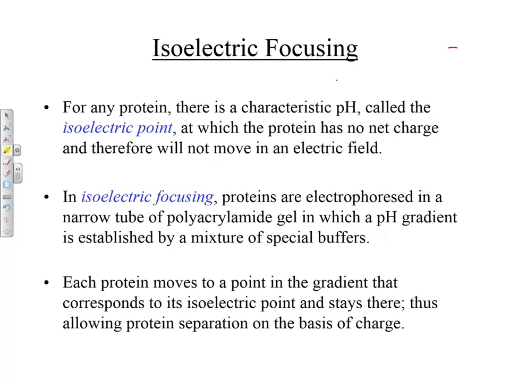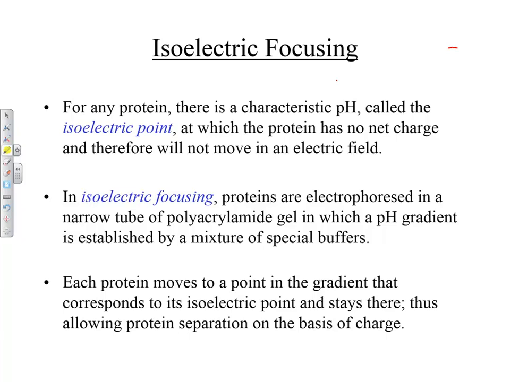Now on the other hand, if you want to do isoelectric focusing, you are going to separate proteins on the basis of their charge. To do that, we note that for any protein, there is a characteristic pH value. pH is the hydrogen ion concentration, so it's basically a measure of the charge in the medium. There is a characteristic pH value called the isoelectric point, at which the protein has no net charge and therefore will not move in an electric field.